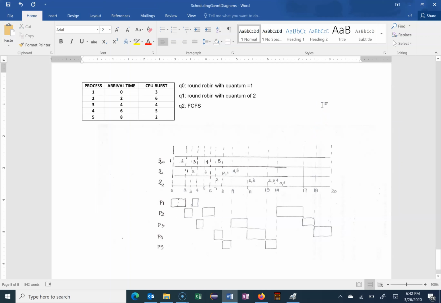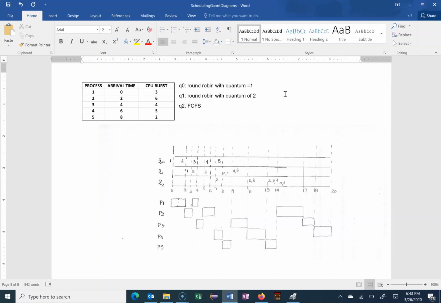What else is characteristic to this algorithm? Processes arrive in the highest priority queue when they're about to start their CPU burst. So we can see that in Q0, here I put the arrival times and the processes arriving at different times, so 1 at 0, 2 at 2, 5 at 8, and so on. So each process, when it's about to start the CPU burst, will go into the highest priority queue.